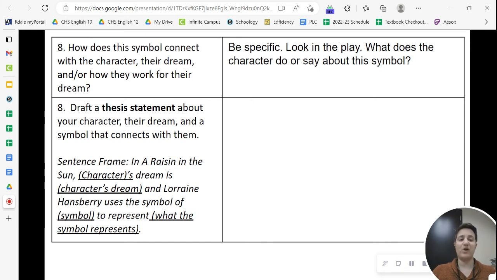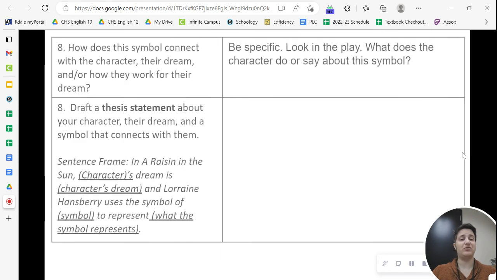And then finally, once you've gathered all that information, step 9 will be drafting a thesis statement. Your thesis is the main argument that you'll be making in your paragraphs. There's a sentence frame on the left there that you are welcome to use. In A Raisin in the Sun, the character's dream is whatever their dream is, and Lorraine Hansberry uses the symbol of whatever symbol you're using to represent whatever it represents.